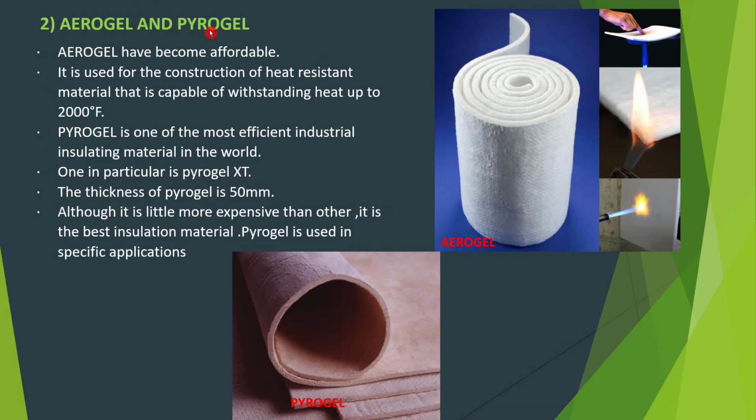The next one is aerogel and pyrogel. You can see the figure of aerogel and pyrogel. Aerogel is a somewhat affordable insulation material, and it has very high heat resistant capacity, up to 2000 Fahrenheit. Similarly, pyrogel is the most efficient industrial insulating material. They are used mainly in industries, and the thickness is less than 50 mm. Although these materials, especially pyrogel, are more expensive, they are used as the best insulation material for some business purposes or other buildings of importance.